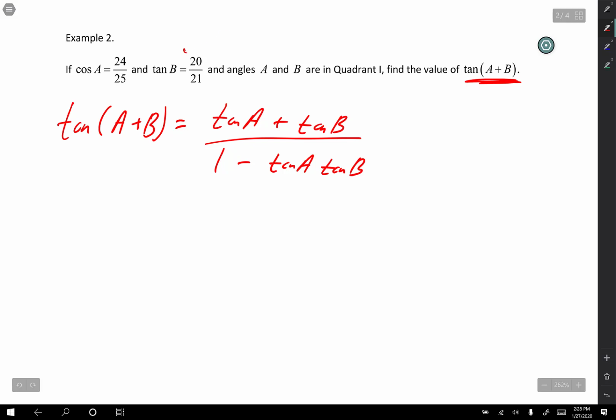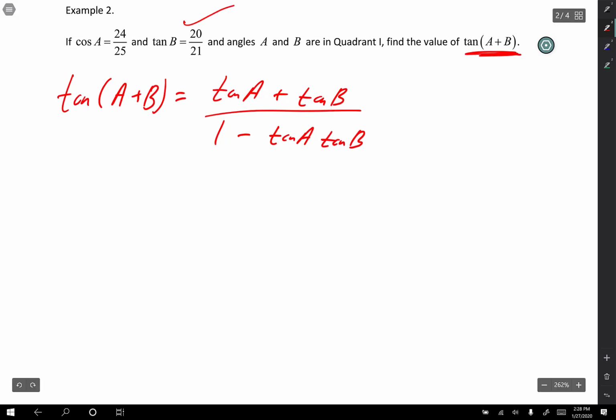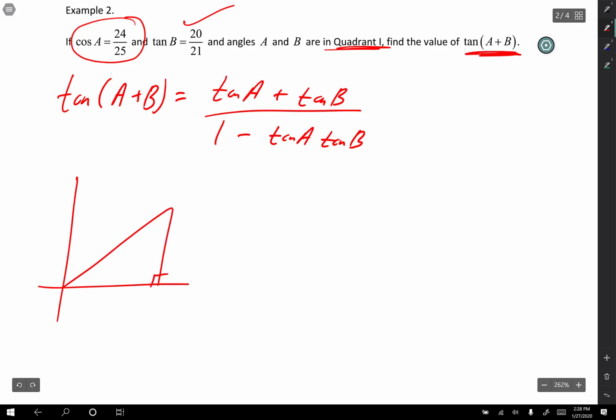All right, they already give us tan B, so there's no reason to draw that triangle. But we don't know what tan A is. I know that angle A is in quadrant 1, so I'm going to draw quadrant 1. Angle A is this guy. They're telling me that cosine of this is 24 over 25, so that's 24. This has to be 25. And either you recognize it as one of your special triangles, or you just do square root of 25 squared minus 24 squared. You're going to get square root of 49, so you're going to get 7.